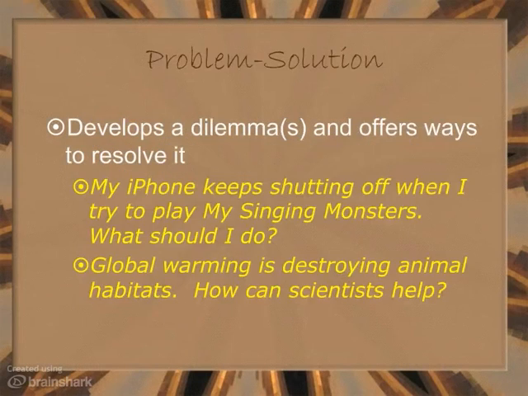The last text structure is called problem solution, and it's going to develop a dilemma and offer ways to resolve it. For example, my iPhone keeps shutting off when I try to play my Singing Monsters. What should I do? Or, global warming is destroying animal habitats. How can scientists help?